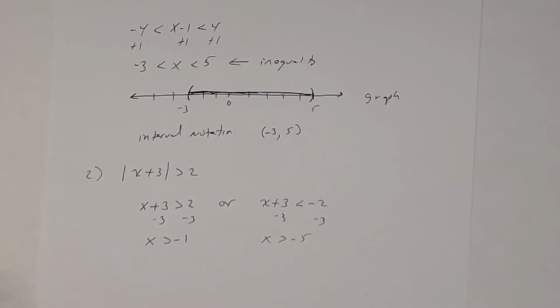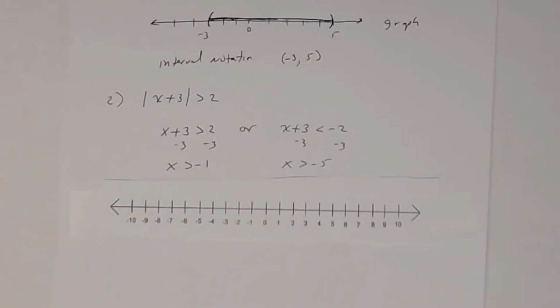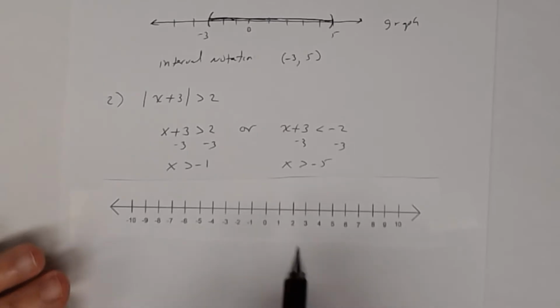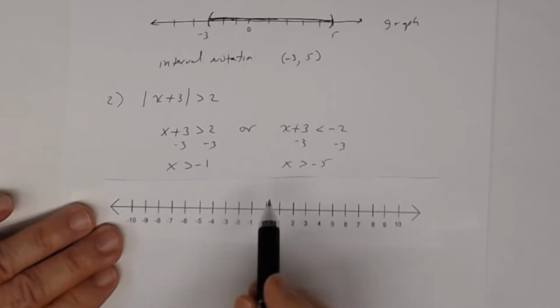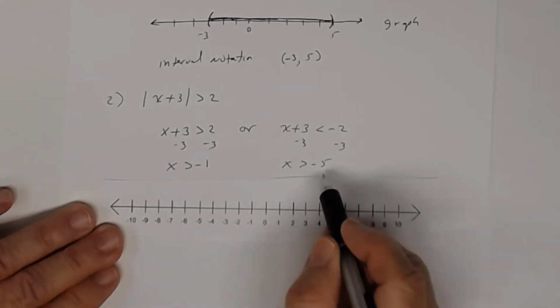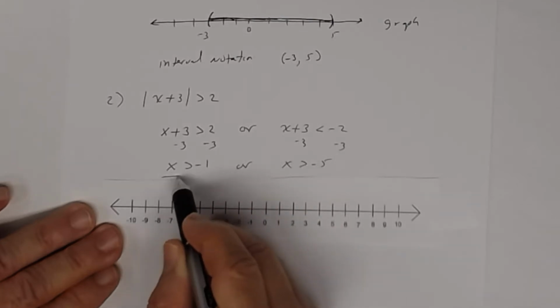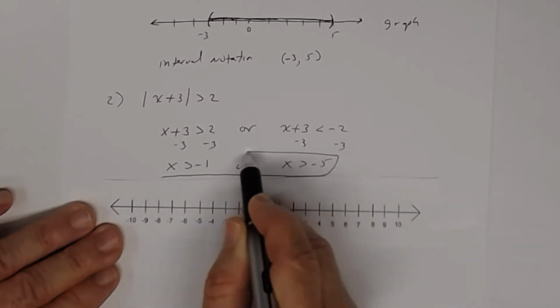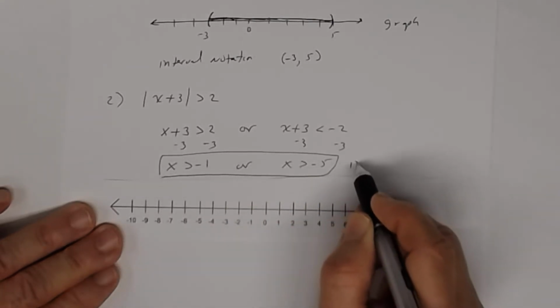So when you graph this, let me go ahead and use a number line without having to draw it. Now we're going to graph this. Notice this right here is the solution written as an inequality.